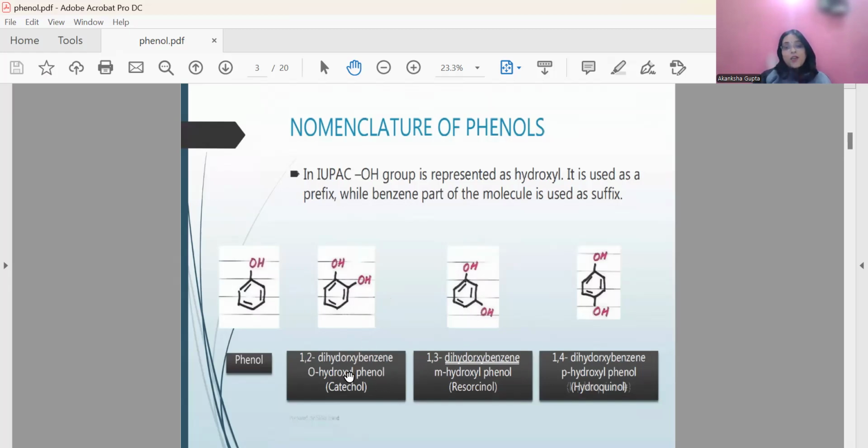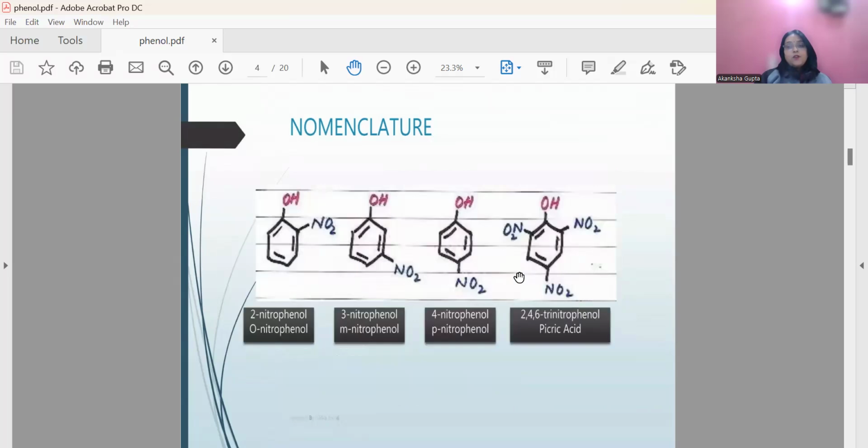So 1,2-dihydroxybenzene is known as catechol. 1,3-dihydroxybenzene is known as resorcinol, and 1,4-dihydroxybenzene, that is the parahydroxyphenol, is known as hydroquinol. So it is the nomenclature of phenol.